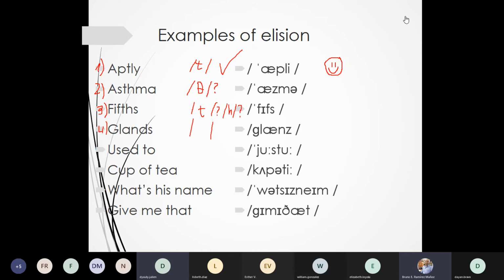Okay, and then this is open for everyone, right? Go on, go on. Then we have D in the fourth one. Used. We have D in that one as well. Cup of tea. I think that we avoid the sound. Yes, we use just the short. Exactly.